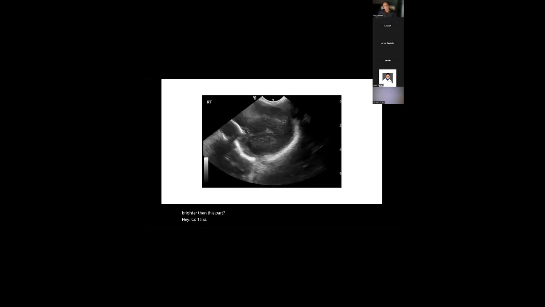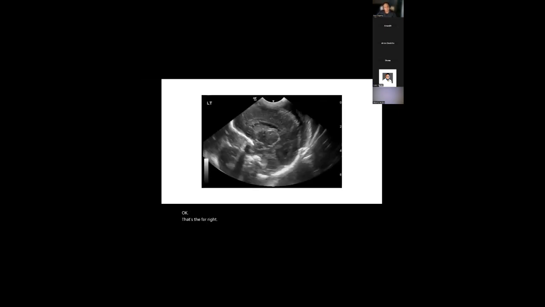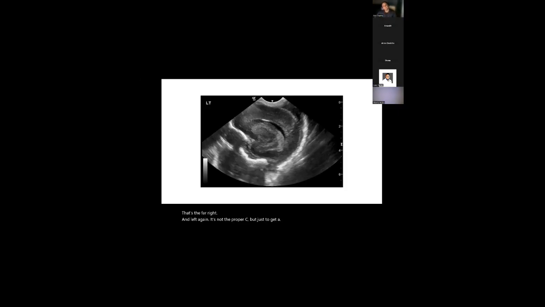And that's the far right and left. Again, it's not a proper C, but just to get an idea. When I reviewed the image and compared this one to the other one, I felt this one is more smooth than the right one. So whether that's where the bleed is, possibly. It would be interesting to follow it up. My only other comment is the region of the caudate is very bright, and you remember we had brightness there. Again, the follow-up images would be very interesting to see.